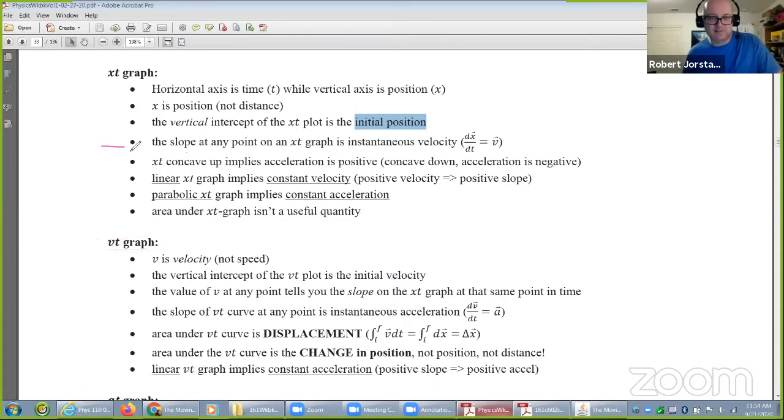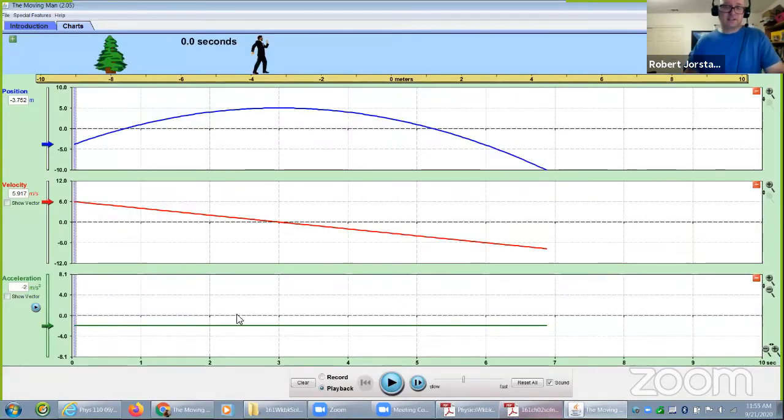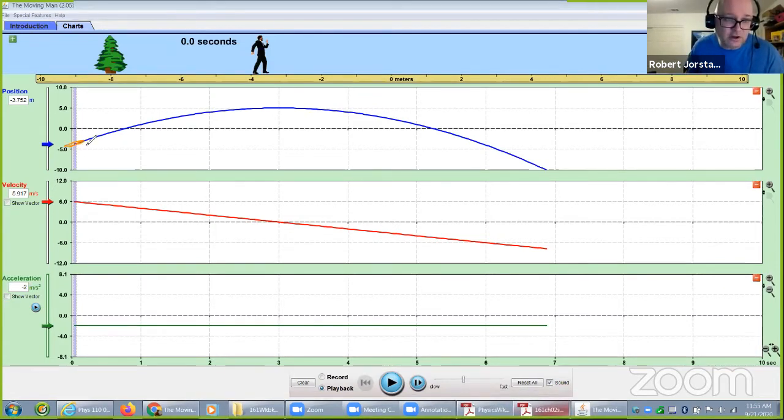The slope. This is a big deal. The slope at any point on the XT graph is instantaneous velocity. Let's go look at that. Let's clear that out. Let's get in here. So look at this right here. The initial slope. I could try to get rise over run and do a little calculation here. It's hard to see, but I do want to point out that this value right here is the same thing as this slope. So the slope initially is +6.